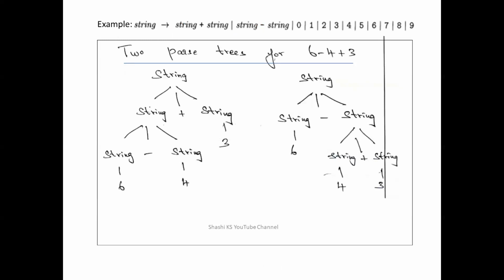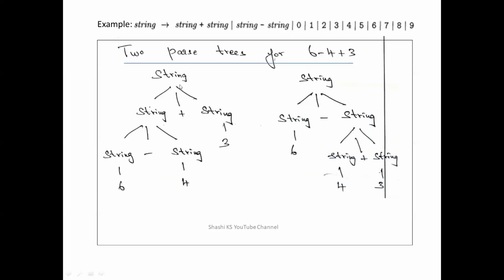Leftmost derivation means that in the process of derivation, the leftmost non-terminal is being replaced at every step. Okay, so here, for example, one example is given. String derives string plus string or string minus string or the numbers 0, 1, 2, 3 up to 9. So if you have a string like 6 minus 4 plus 3, then you can generate it by using two different parse trees using the same grammar.